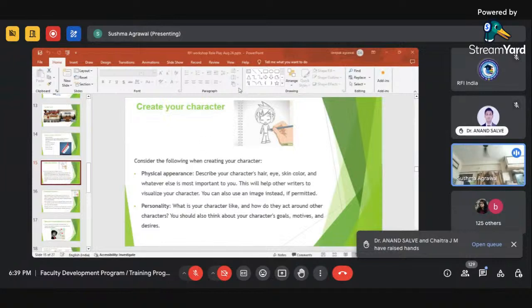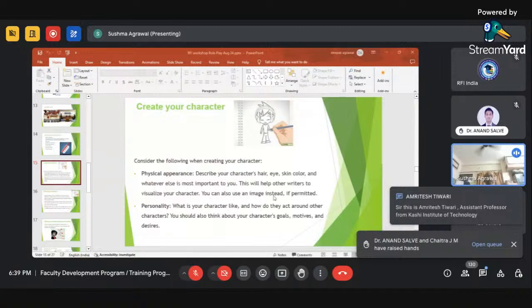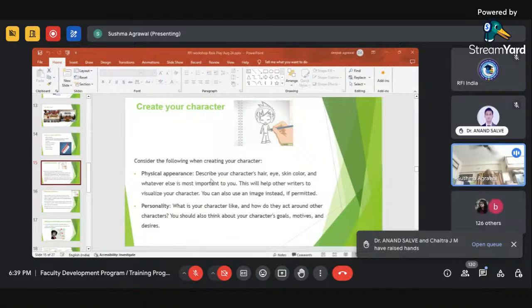So there is an image on your screen, just try to visualize. If time permits, we will have one or two participants discuss which type of character they assume this person to be. And you can also use an image instead, if permitted. So you can write it down. If you are good at sketching, you can create the image, so it will be more meaningful and explainable.